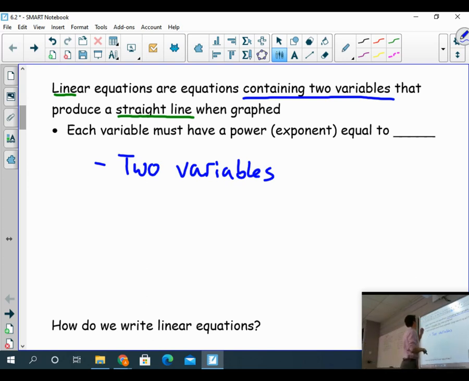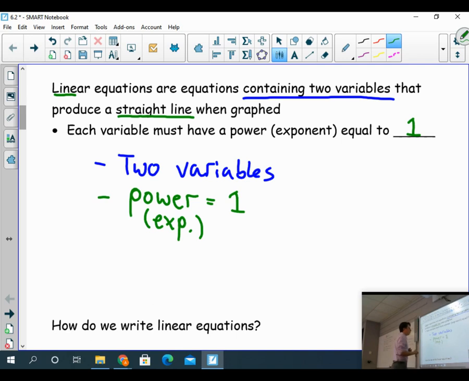The second criterion: each variable must have a power, aka the exponent, equal to 1. You cannot have a power greater than or less than 1. The power, aka the exponent, must equal 1. So some examples we can think about. I'm going to write up here 4 to 5 linear or potentially linear equations. I want you to identify to yourself which are linear equations and which are not.